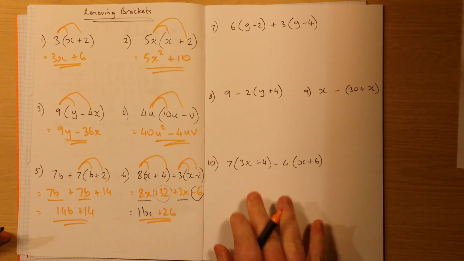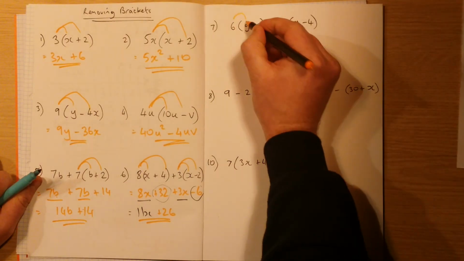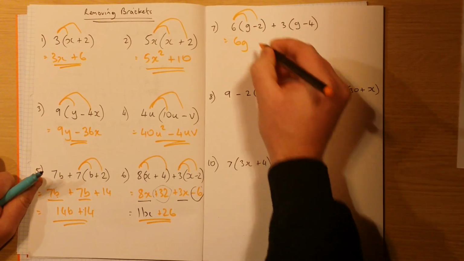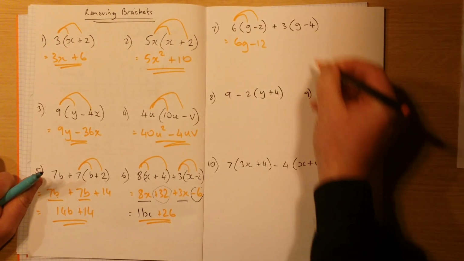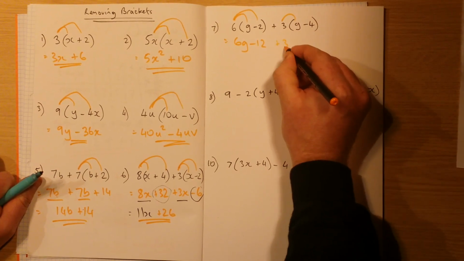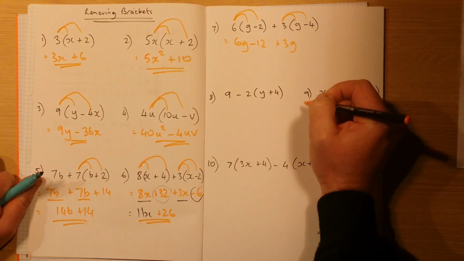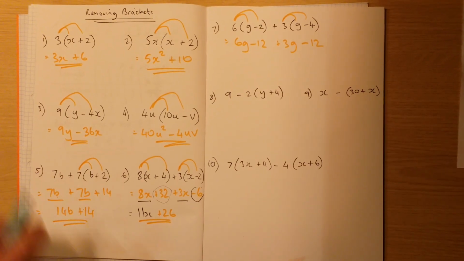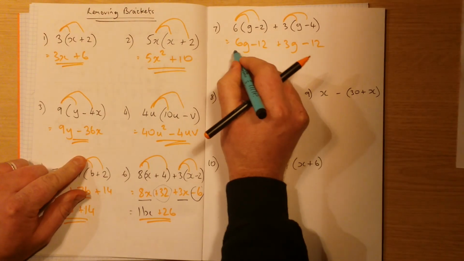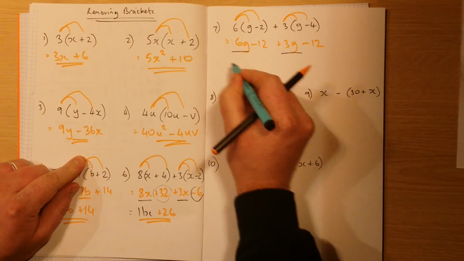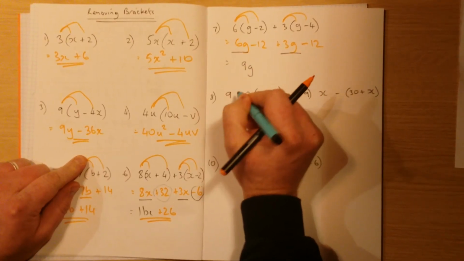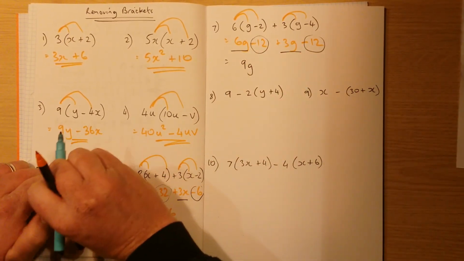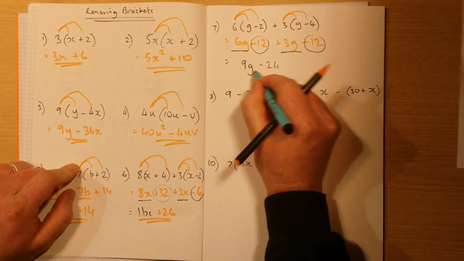Question number 7 up here. We've got 6 times g, that's going to give me 6g. 6 times minus 2, that's going to give me minus 12. 3 times g is going to give me 3g. And 3 times minus 4 is going to give me minus 12. And at this point here, I then need to tidy it up again. So I can see I've got a plus 6g and I've got a plus 3g. That's going to give me 9g in total. And then I've got minus 12 and minus 12. And that's going to give me minus 24 in total.